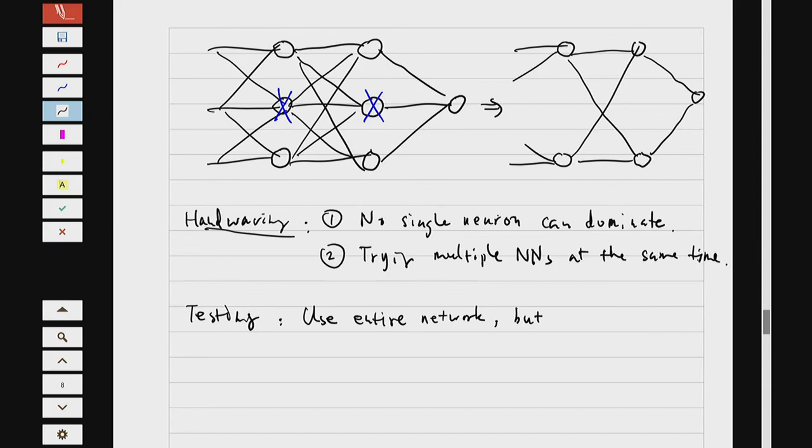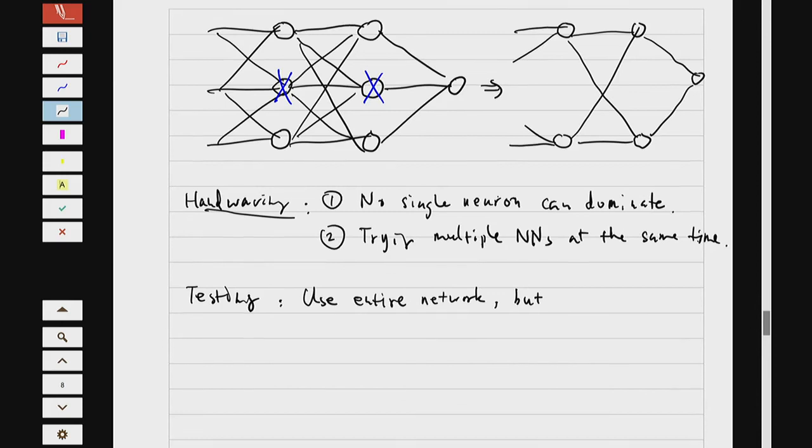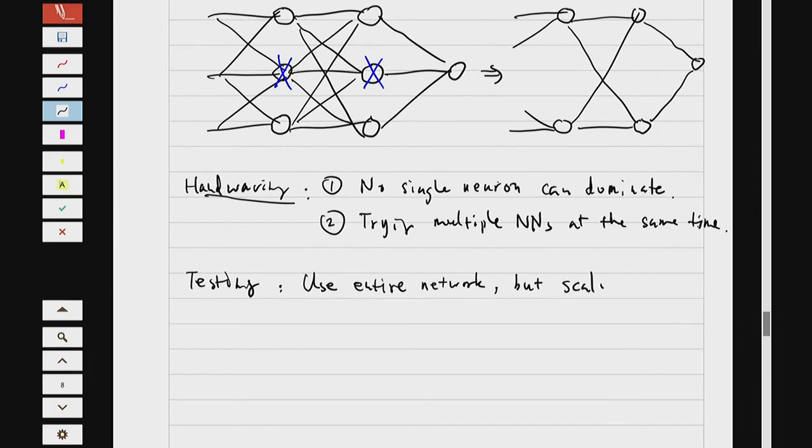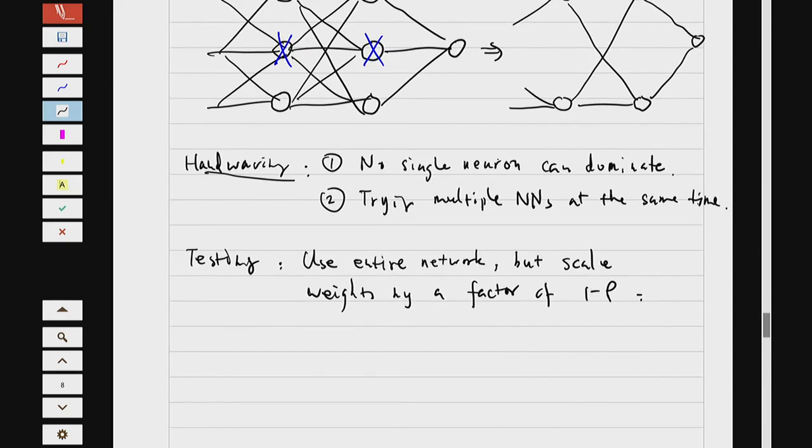To account for that, you have to adjust your weight values. So you have to scale down the weight values because now you have more neurons participating in testing. Okay? So we have to scale the weights by a factor of 1 minus rho, because that's the right proportion, the remaining ones.